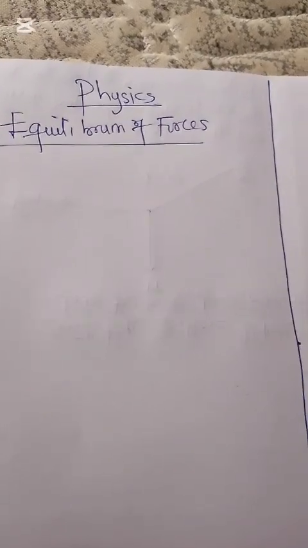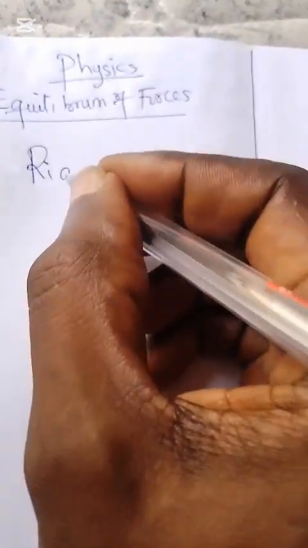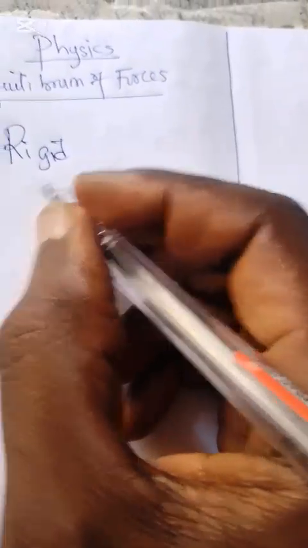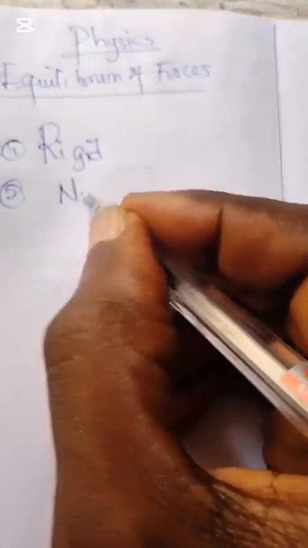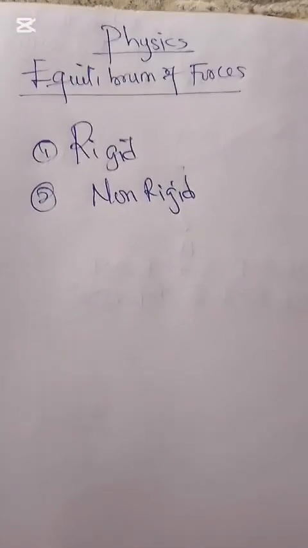So we have two ways of resolving equilibrium or solving questions on equilibrium. And you need to understand when to use formulas and how to apply the formula. So the first equilibrium we're going to talk about is that of rigid body. Equilibrium of rigid body. And the second we're going to talk about is equilibrium of non-rigid body.